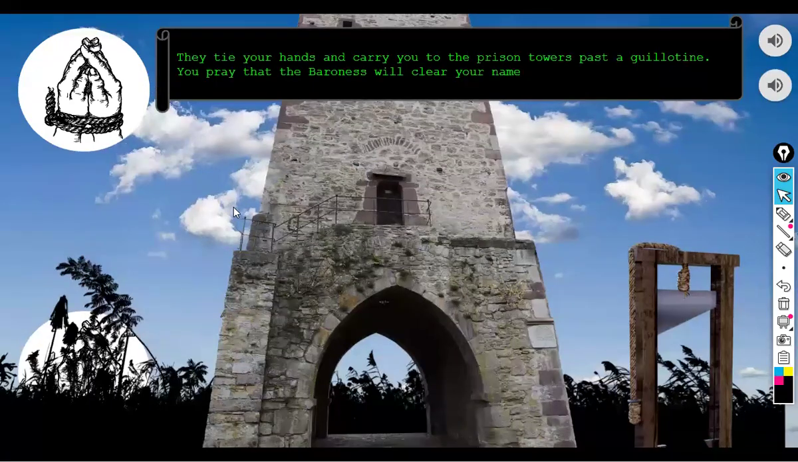So they tie your hands and carry you to the prison towers past a guillotine. You pray that the Baroness will clear your name. All right, so they're going to keep you in the towers for the night. And if they can't clear your name, they send you to the guillotine.